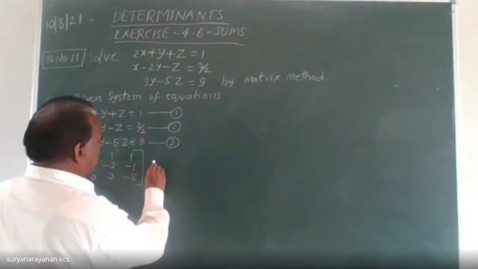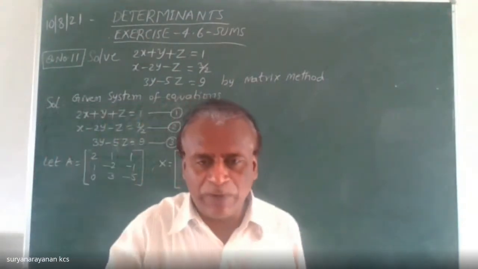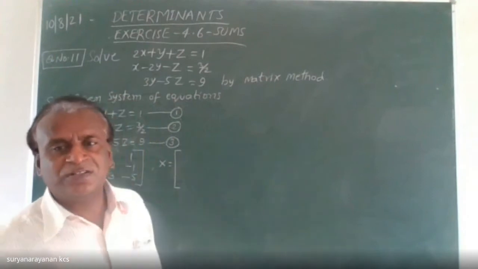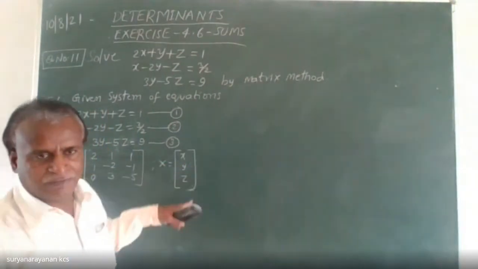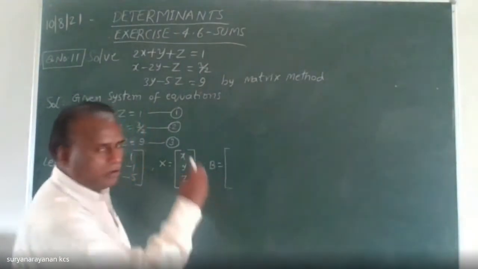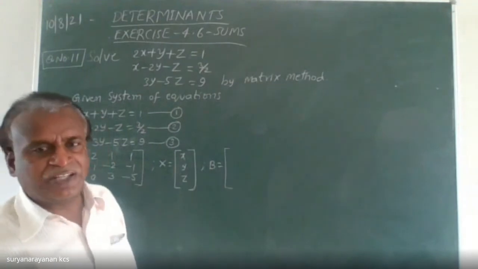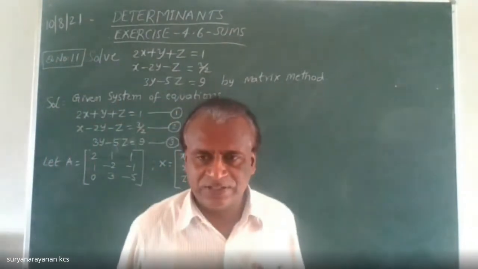Now we write matrix X. Matrix X is nothing but variable matrix. What are the variables in this system of equations? X, Y, Z, sir. So X, Y, Z. We write this matrix as column matrix. And B is also written as column matrix. What are the constants here? 1, 3 by 2, and 9, sir. We write these three constants as a column matrix.